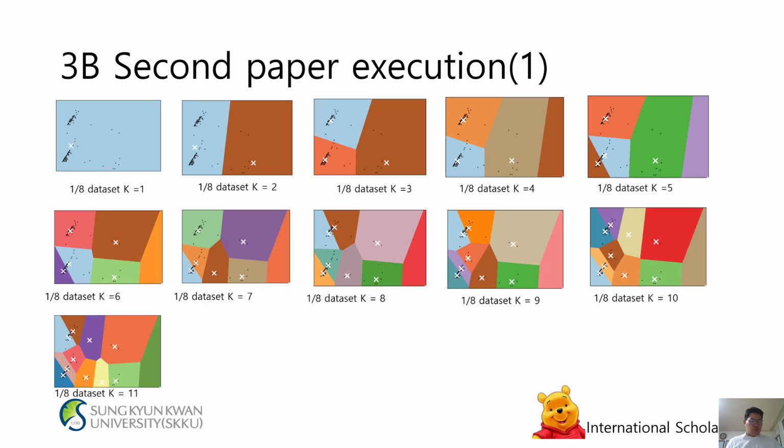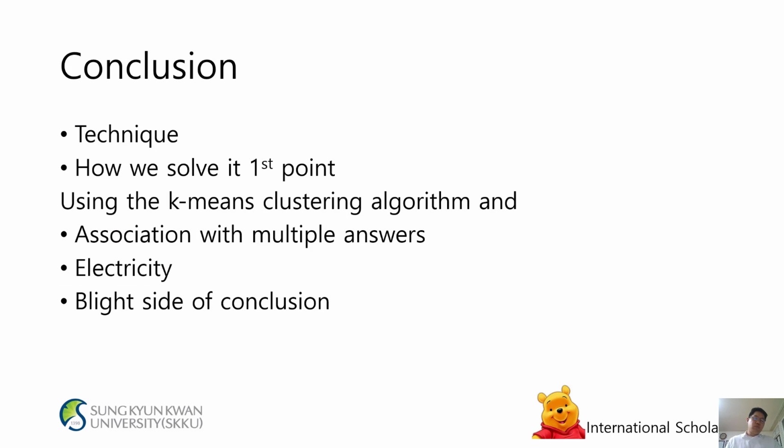3 second paper execution. April 1 dataset, K equals 1 through K equals 11.